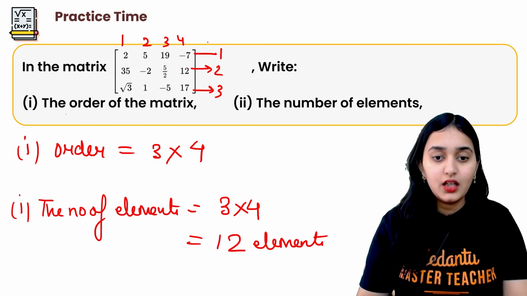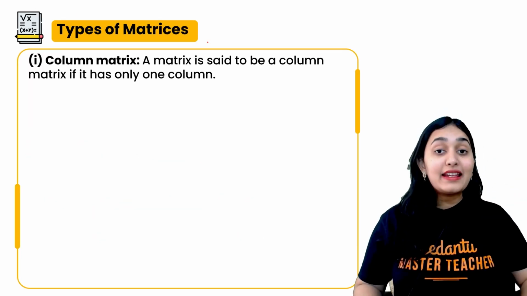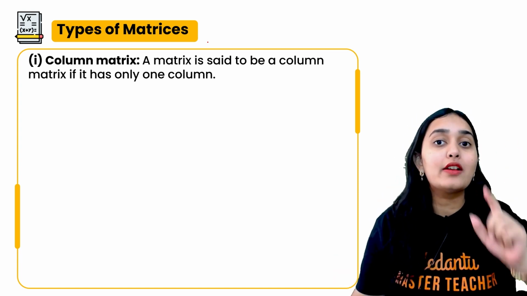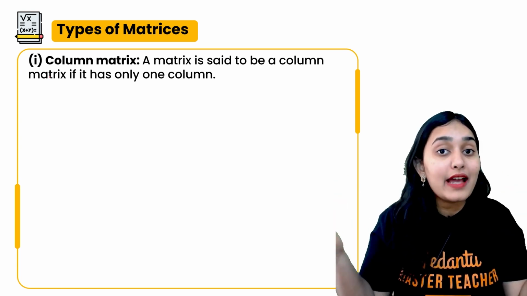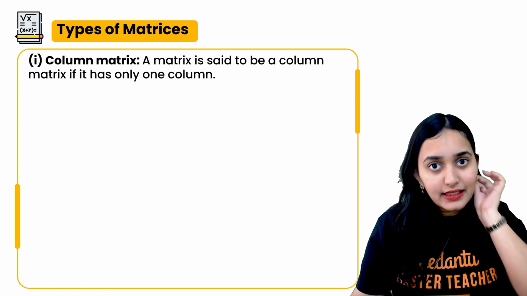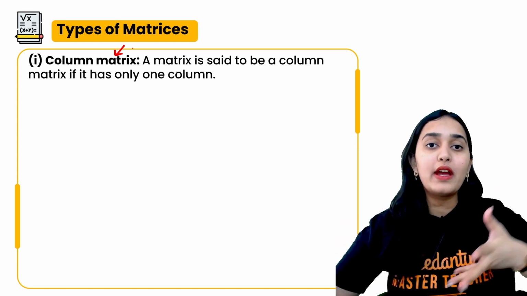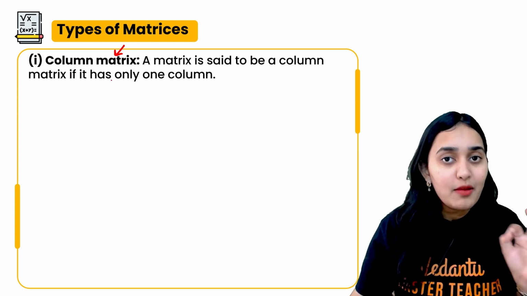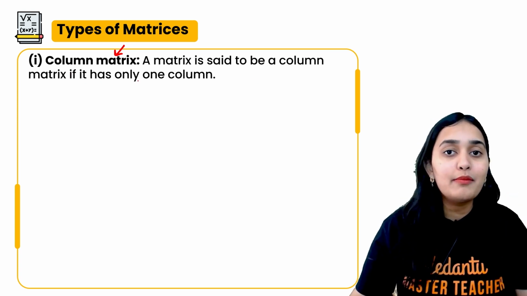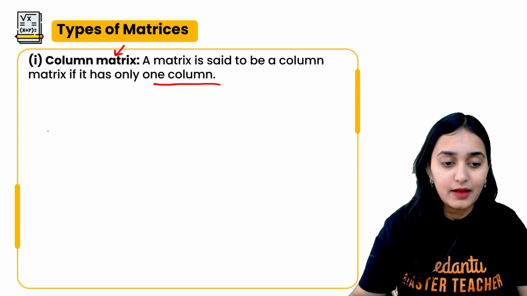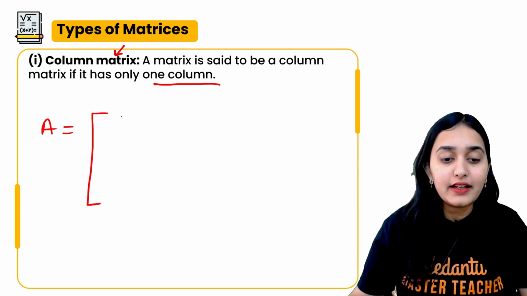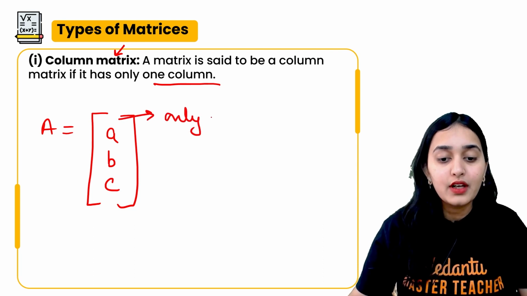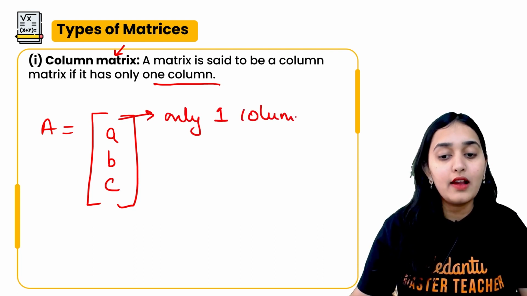Okay, so this is the order of a matrix. Next, there are some typical types of matrix. You should know their names because in the exam they may ask you what type of matrix this is, or they can directly tell you that it is a column matrix, do so and so. If you don't know what a column matrix is, how will you solve the question, right? So what is a column matrix? A matrix is said to be a column matrix if it has only one column. For example, if the matrix is written like this, A, B, C, it has only one column. So it is a column matrix.